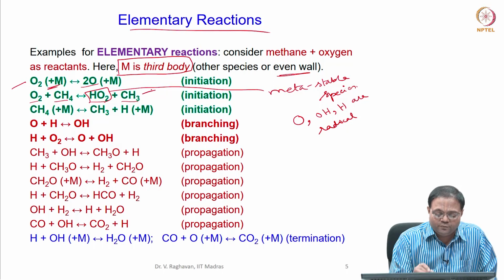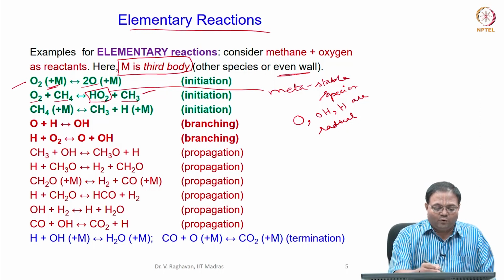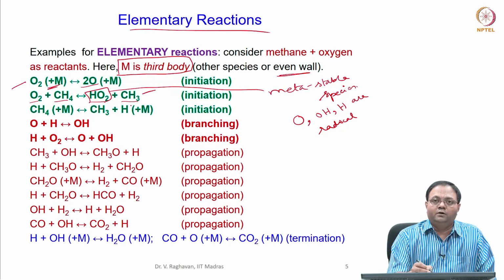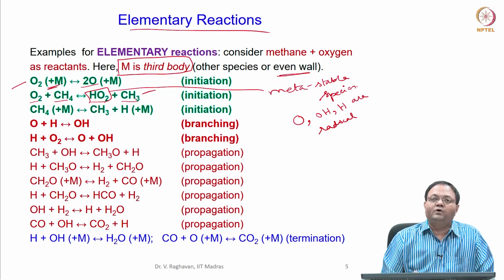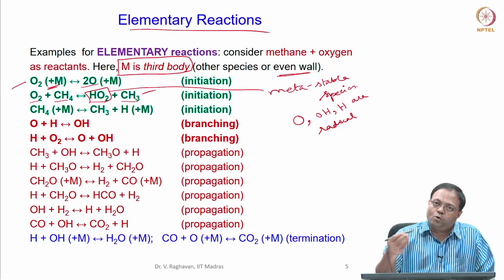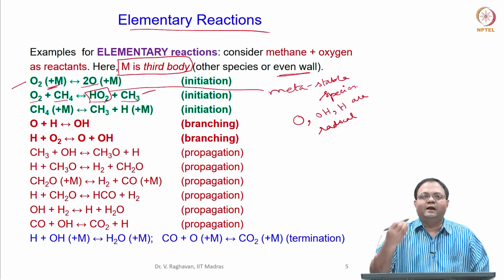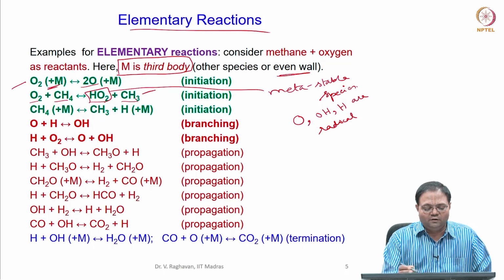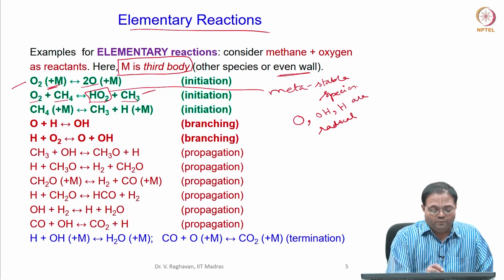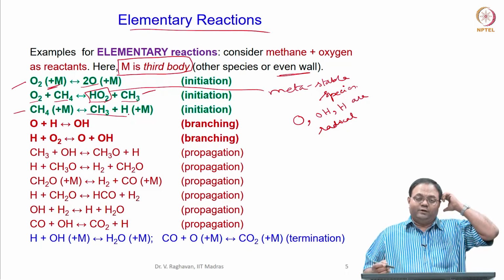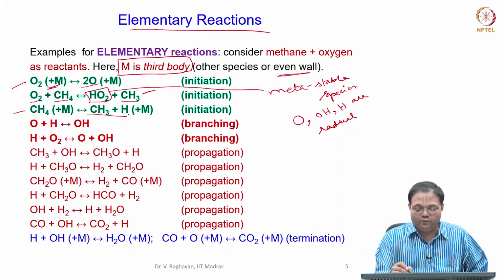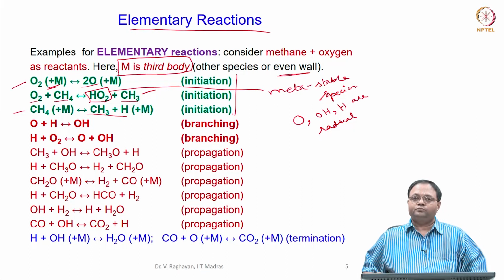So, this is one step where the methane is broken into CH3, plus that H is contributed to the formation of HO2. Similarly, CH3 now breaks and so on. So, several reaction steps are there in this. I have just listed a few. Similarly, this also can happen. So, CH4 with the third body can produce CH3 plus H and so on. So, when the reactants are disintegrated, initiation steps are obtained.